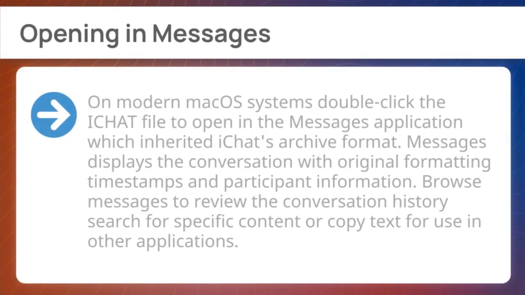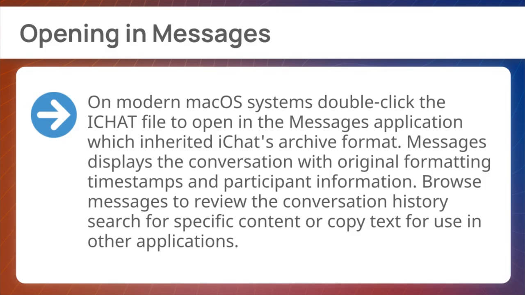First, opening in Messages. On modern macOS systems, double-click the iChat file to open in the Messages application, which inherited iChat's archive format. Messages displays the conversation with original formatting, timestamps, and participant information. Browse Messages to review the conversation, search history for specific content, or copy text for use in other applications.